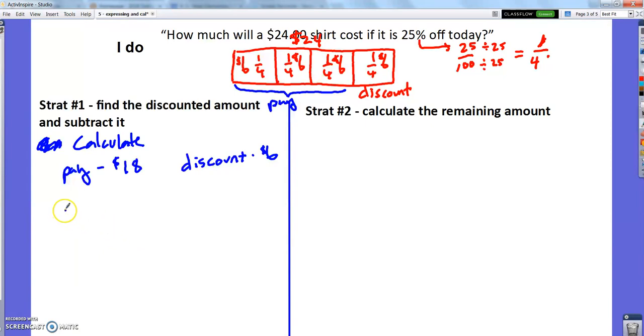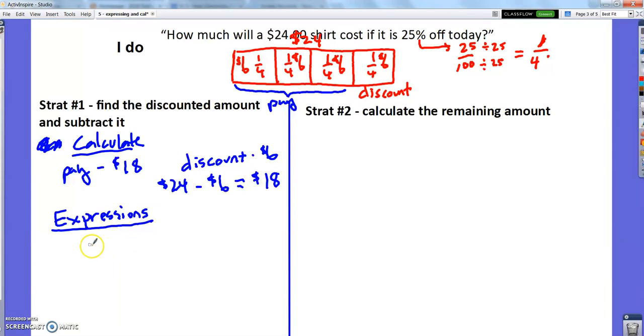Okay, so let's talk about expressing it. We've been learning a lot about expressions, and so I want to go over that first. So strategy 1, find the discounted amount and subtract it. So up here, calculation-wise, the original price is $24 minus the discounted amount of $6 is $18. That's my calculation if I'm just going to crunch the numbers. So let's talk about showing it. I'm going to act as though I don't know the price here. So let's just say the cost of the shirt is C for cost.